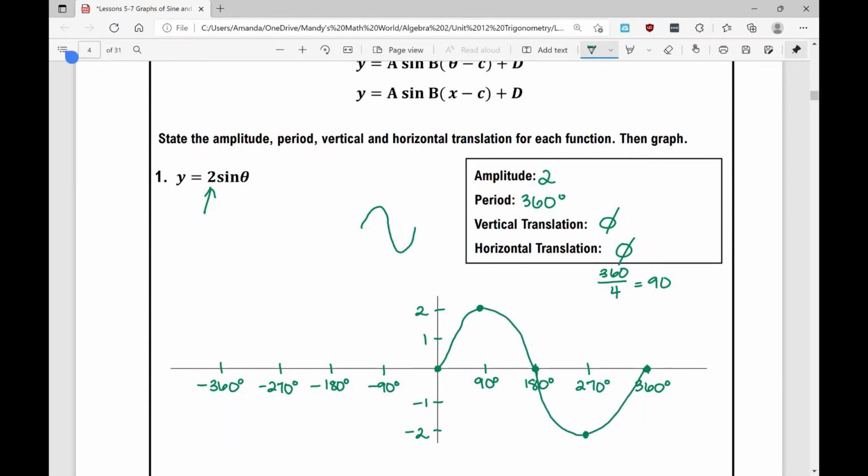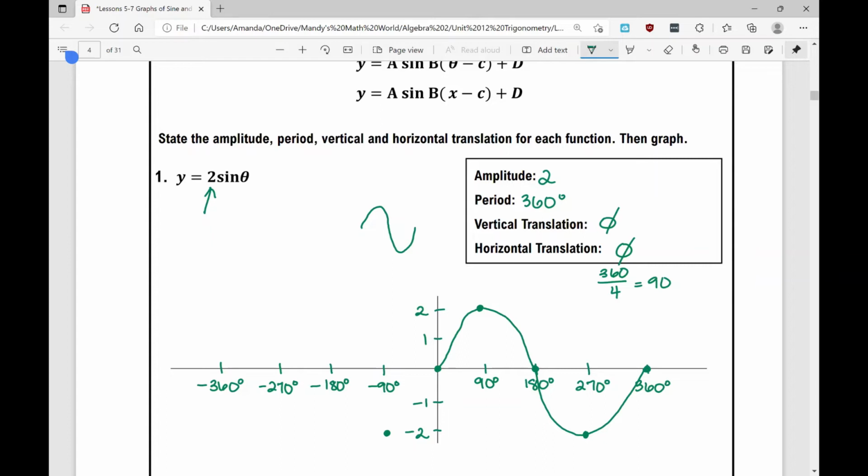It's not going to be perfect. All of my graphs are going to look a little bit different, but I try to graph them as good as I possibly can. What I like to do is, from that middle vertical line that we start with, go 1 period to the right and 1 period to the left. So now, because we went up this way, at negative 90 degrees, we're going to be down at negative 2.